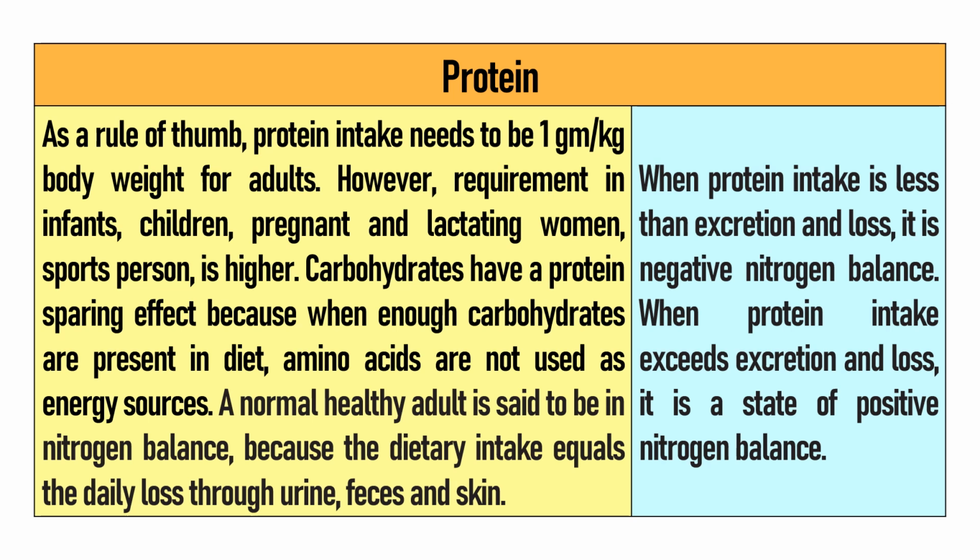Carbohydrates have a protein-sparing effect because when enough carbohydrates are present in the diet, amino acids are not used as energy sources. A normal healthy adult is said to be in nitrogen balance because the dietary intake equals the daily loss through urine, feces and skin. When protein intake is less than excretion and loss, it is a situation of negative nitrogen balance. When protein intake exceeds excretion and loss, it is a state of positive nitrogen balance.